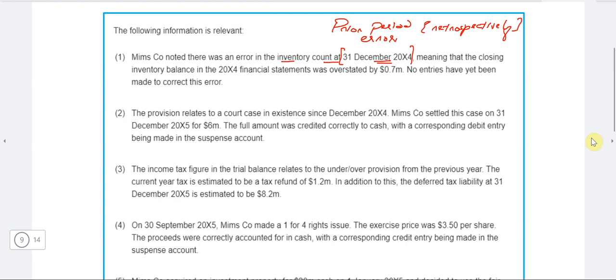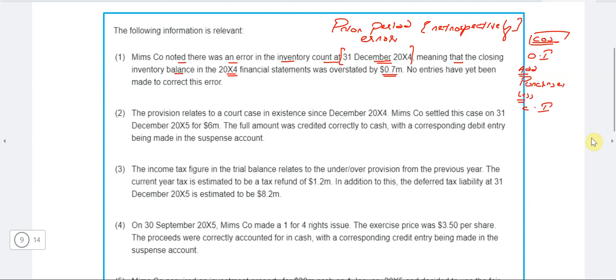So MIMS company noted that there was an error in the inventory count, meaning that the closing inventory balance in 20X4, the last year, was overstated by 0.7. Now again, this is the basic concept. We know the formula of the cost of sales. Cost of sales is calculated as the opening inventory, and then we add the purchases in it, and then we deduct the closing inventory. So the closing inventory was overstated.